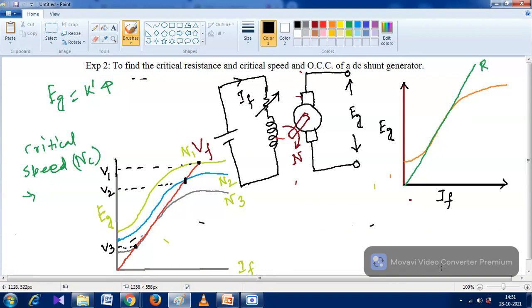Now tell me what is the terminal voltage in three cases. When the speed of that machine is N1, how much voltage is there? V1. And when the speed is N2, how much voltage is produced? V2. And when the speed is N3, how much voltage is produced there? V3. Then tell me, in which case the voltage is not built up? In which speed?